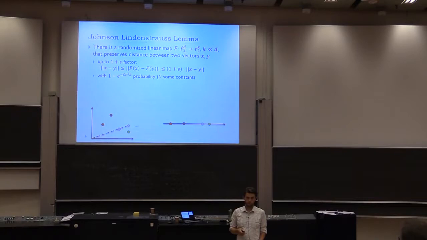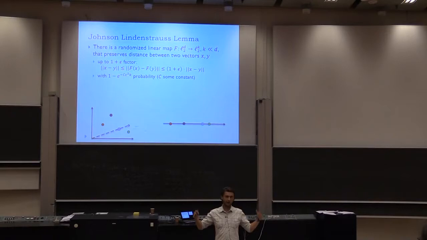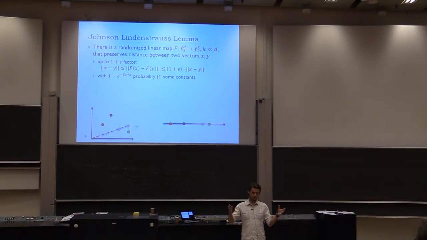This does not imply that there exists an f that will work for all x and y at the same time. Basically, depending on how f is chosen, it will work for some pairs, but not for all other pairs. We know that it cannot work for all pairs x and y, just by packing bound. We cannot flatten a high-dimensional space into a smaller dimensional space. But it will work for parts of the space, kind of.